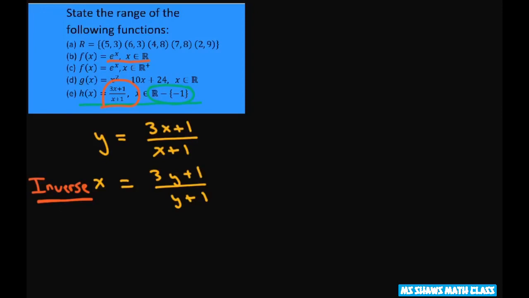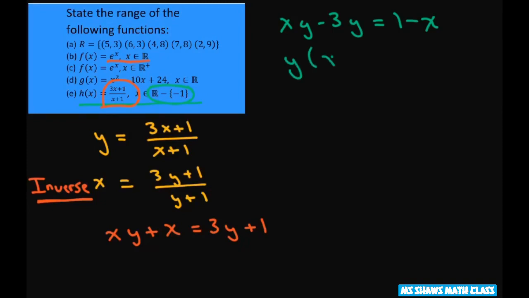So cross multiply, you get xy plus x equals 3y plus 1. Now, let's group our y's together. xy minus 3y equals 1 minus x. Pull out the y, or factor it out, and then divide by x minus 3.